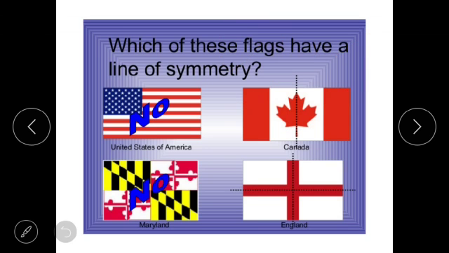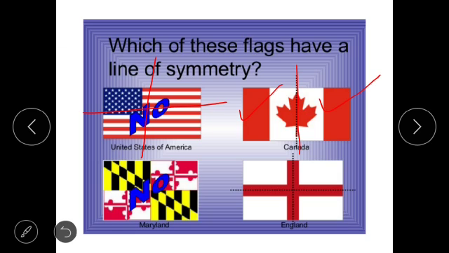Now you can see which of these flags have a line of symmetry. From the figure, the first flag, the US flag, has no line of symmetry, because if we draw either a vertical or horizontal line, the two parts don't match each other. That is why it has no line of symmetry. Now this flag of Canada has one line of symmetry, because if I draw a vertical line through the middle of this flag, the two parts on either side of this line are matching each other. That is why it has one line of symmetry.